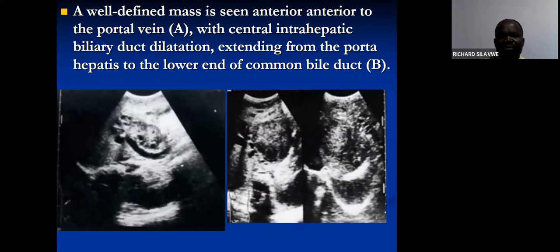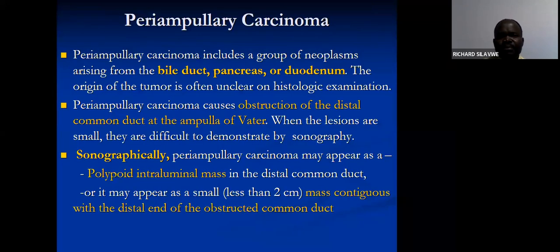Then we also have periampullary carcinoma. So these are carcinomas, a group of neoplasms arising from the bile duct, pancreas, or duodenum. So these are other carcinomas that you may find in the duct.